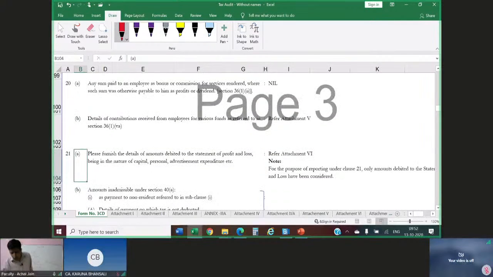Moving on to the next clause, clause number 20. It says any sum paid to an employee as bonus or commission for services rendered, where such sum was otherwise payable to him as profits or dividend. Let's suppose an amount has been paid to an employee and that has been called a bonus or commission for services rendered, but it was otherwise payable to him as profit or dividend, because that was the nature of the amount which has been paid. Number 2, details of contributions received from the employees for various funds which are referred under section 36.